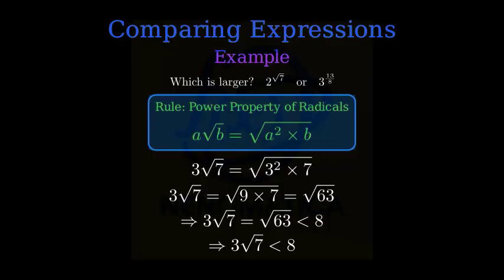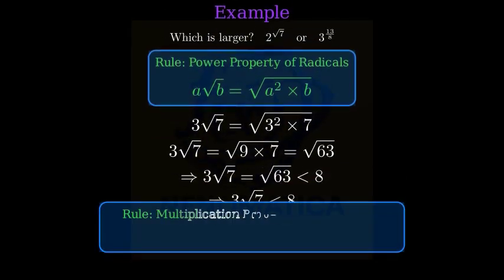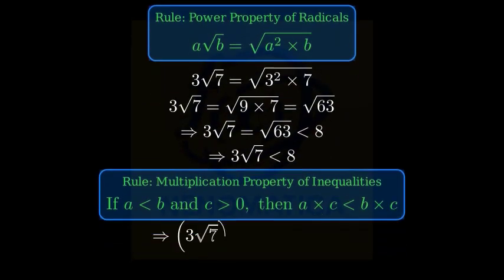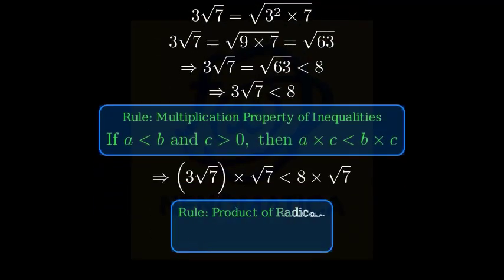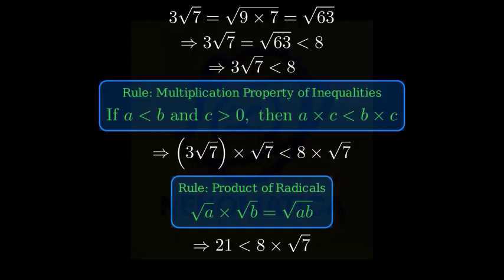Now, let's multiply both sides of our inequality by square root of 7. We'll use the multiplication property of inequalities, which states that if we multiply both sides of an inequality by a positive number, the inequality direction remains the same. Let's simplify the left side. When we multiply 3 square root of 7 by square root of 7, we get 3 times 7, which equals 21. To eliminate the radical on the right side, we'll square both sides of the inequality.